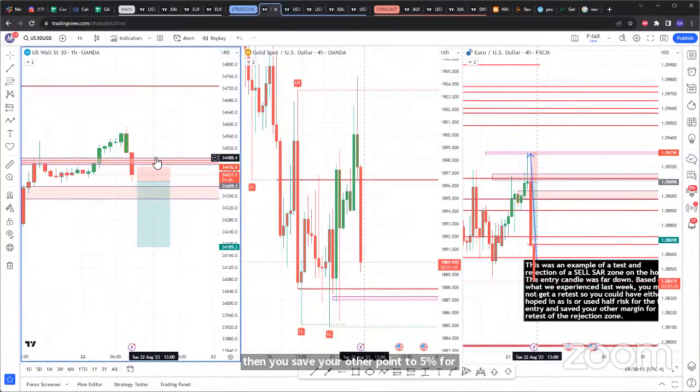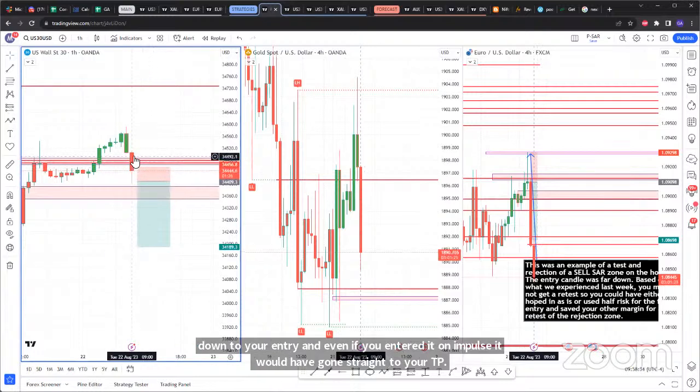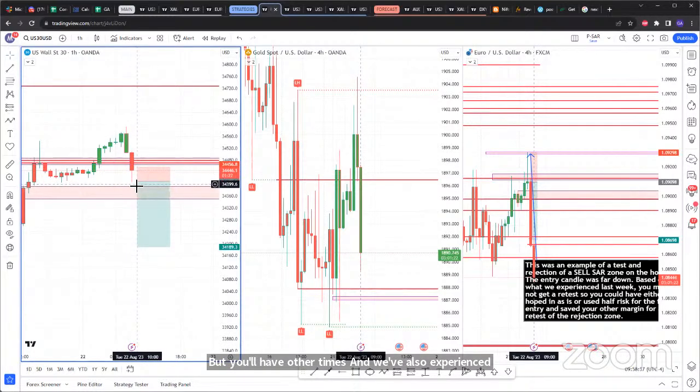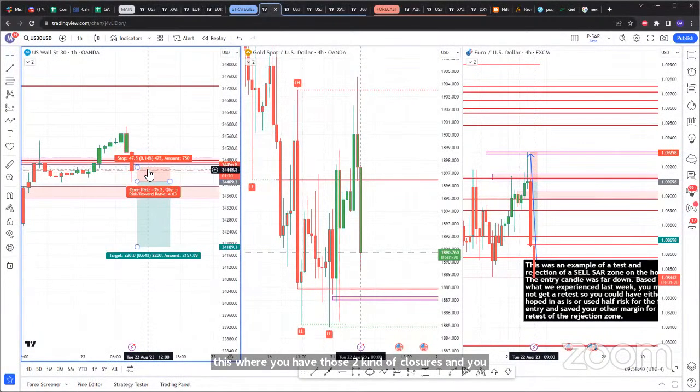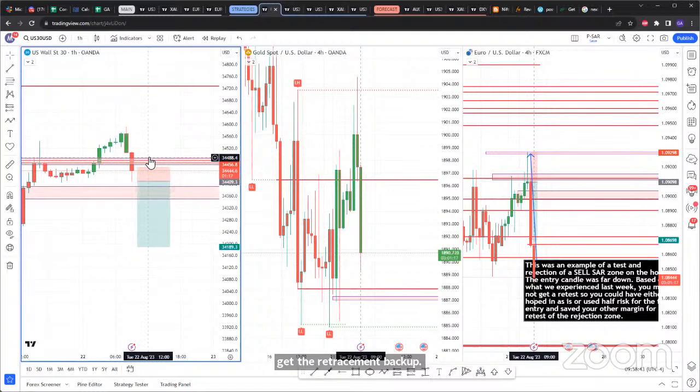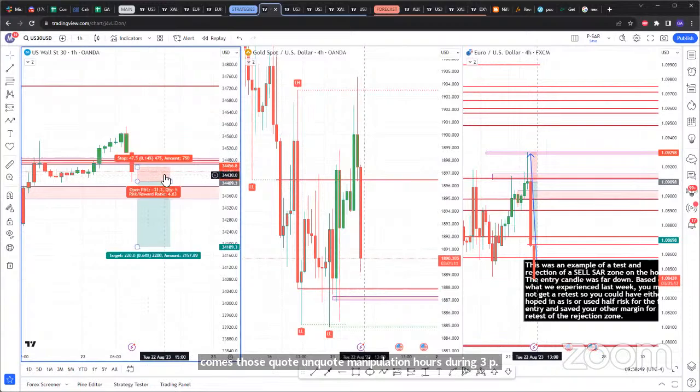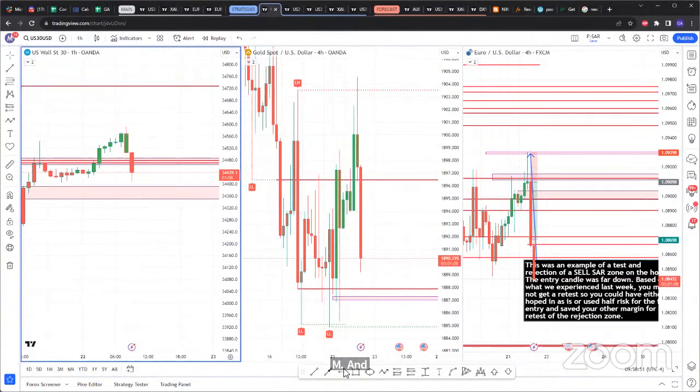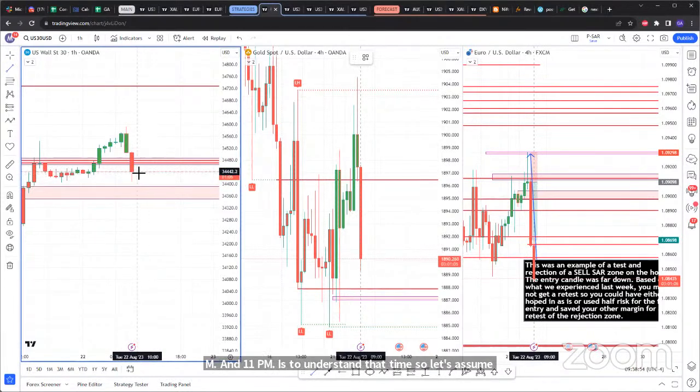So keep in mind, not every trade works out the same, and we saw this last week during the live session when we identified a US 30 sell entry. It went so far down to your TP, and even if you entered it on impulse, it would have gone straight to your TP. But you'll have other times, and we've also experienced this, where you have those two candle closures and you get the retracement back up. Now, most of the time that retracement back up comes during those quote unquote manipulation hours, 3 p.m. and 11 p.m. Eastern Standard Time. So let's assume that we have the next hourly candle closing like this.